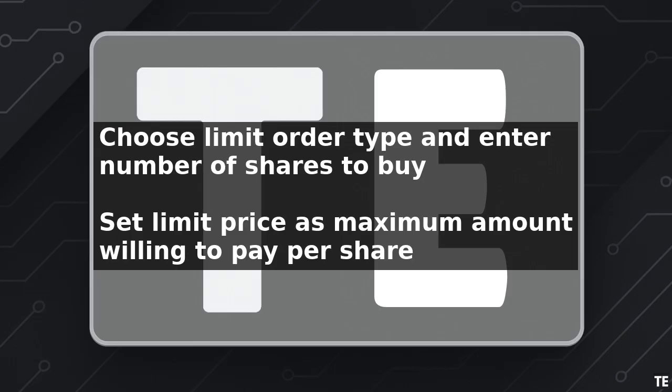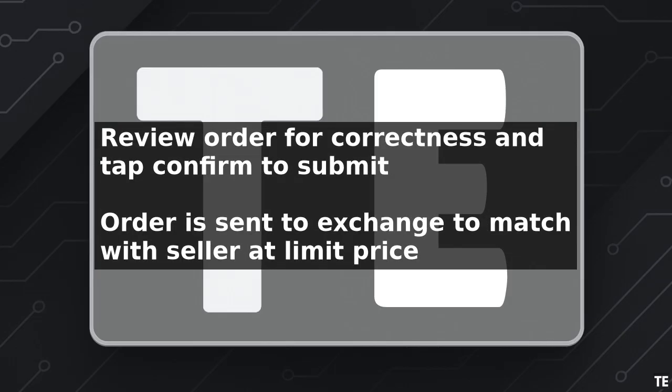After entering your limit price and the number of shares, review your order to ensure everything is correct. If you are satisfied with your order, tap the Confirm button to submit it. Your limit order will then be sent to the exchange, where it will be matched with a seller who is willing to sell at your specified price. If the stock reaches your limit price, the order will be executed, and you will own the shares.